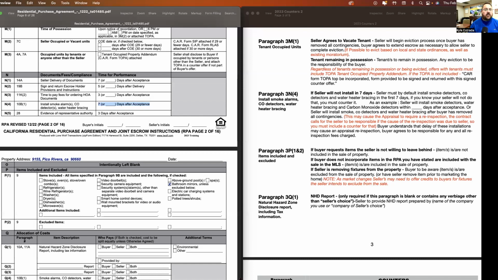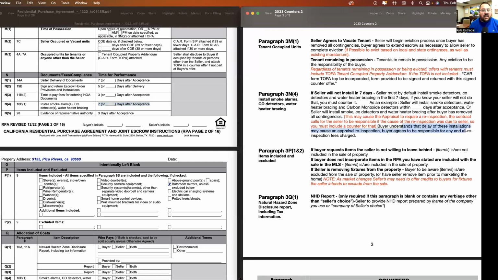So if you can't, you're going to put: seller will install smoke detectors, water heater bracing, and carbon monoxide detectors within blank days after acceptance, or seller will install smoke detectors, CO detectors, and water heater bracing after buyer has removed all contingencies. Okay? And then you're going to put in there, because we talked about the idea of waiting for you to remove your contingencies before we do the work, that causes an issue with the appraisal: Buyer understands that delay of these installations may cause an appraisal reinspection. Buyer agrees to be responsible for any and all reinspection fees charged.